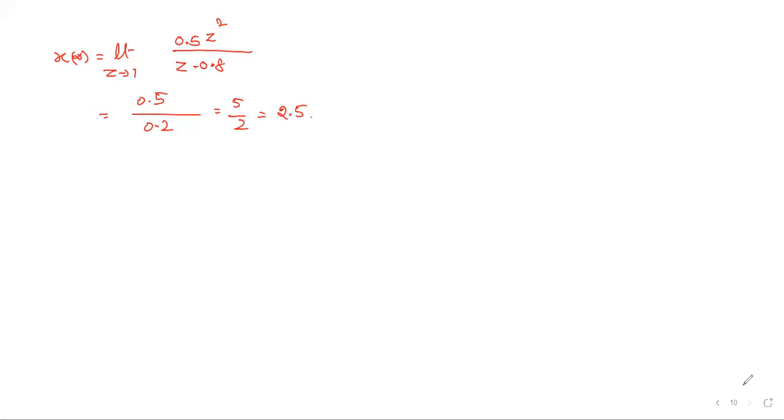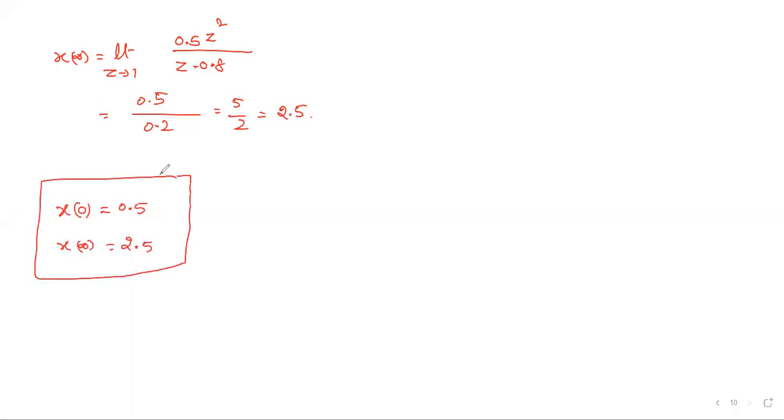Next, what is the initial value we got? X of 0 is 0.5. X of infinity is 2.5. This is the answer, initial value and final value. Now we will solve one more numerical. X of z is given, find the initial value and final value.